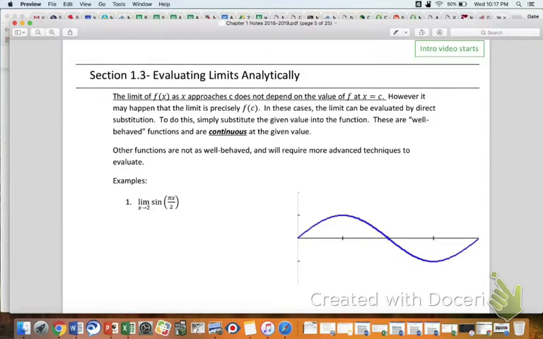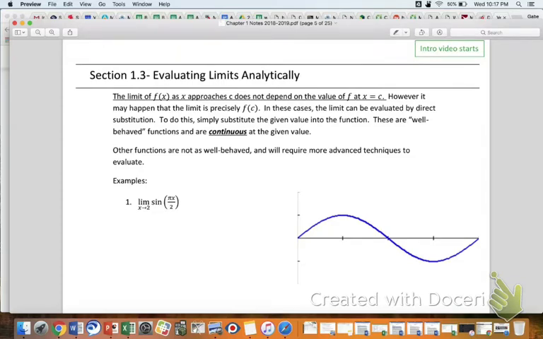This is the intro video for AP Calculus AB, section 1.3. In this section, we're going to be looking at how to evaluate limits analytically. We're still going to bring in graphs to help us understand what's going on, but we're going to work on some different techniques than what we've been doing.